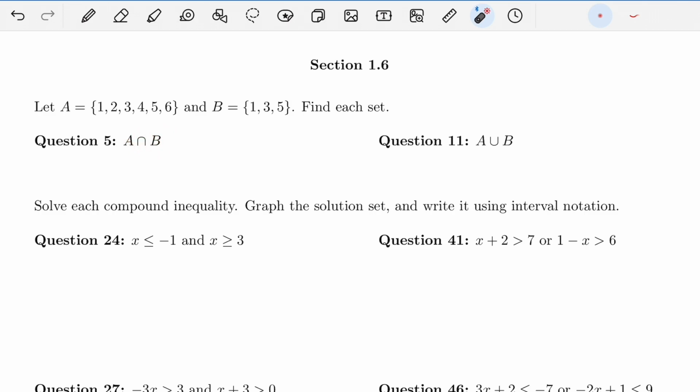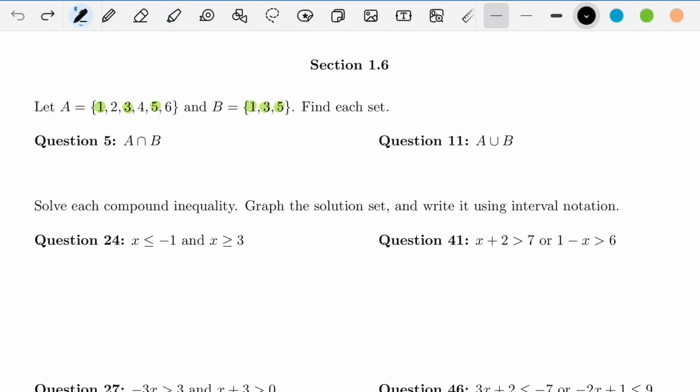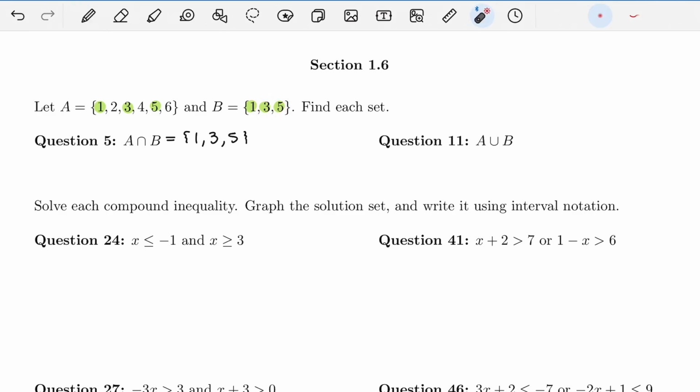So when we're looking at the intersection, we're looking at only the elements that these guys have in common. So notice B and A both have 1 in common, they both have 3 in common, and they both have 5 in common. So the intersection of these two sets then would just be 1, 3, and 5. Since B does not contain 2, 4, or 6, we are not including that in the intersection. It needs to be the elements that they share.